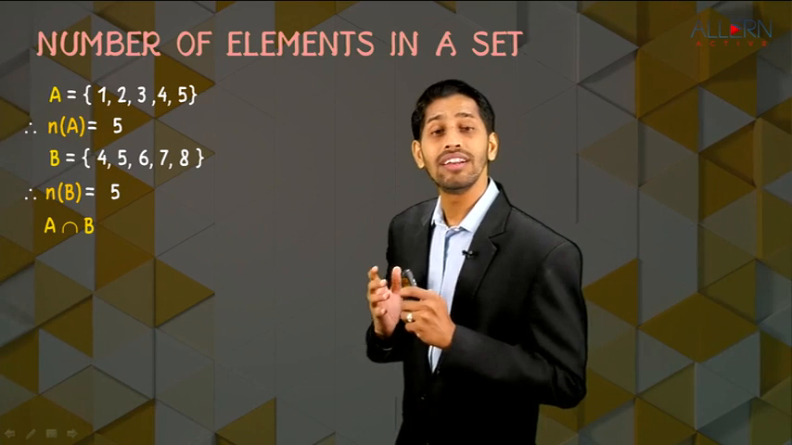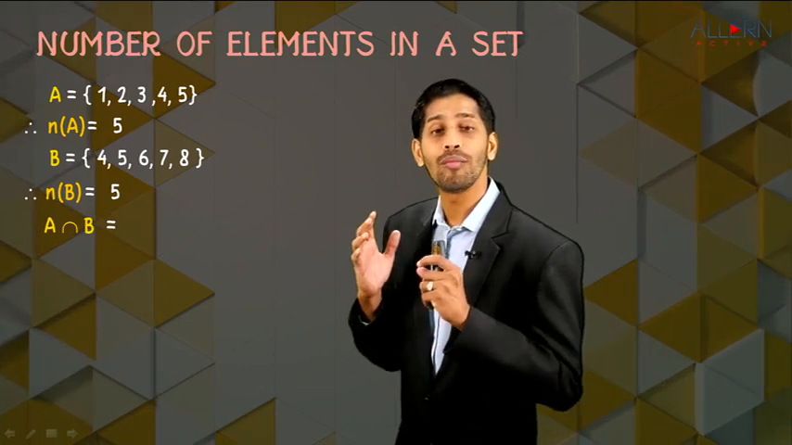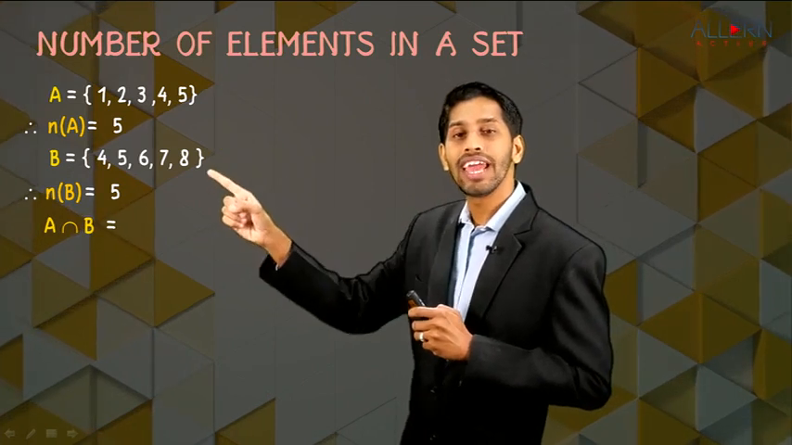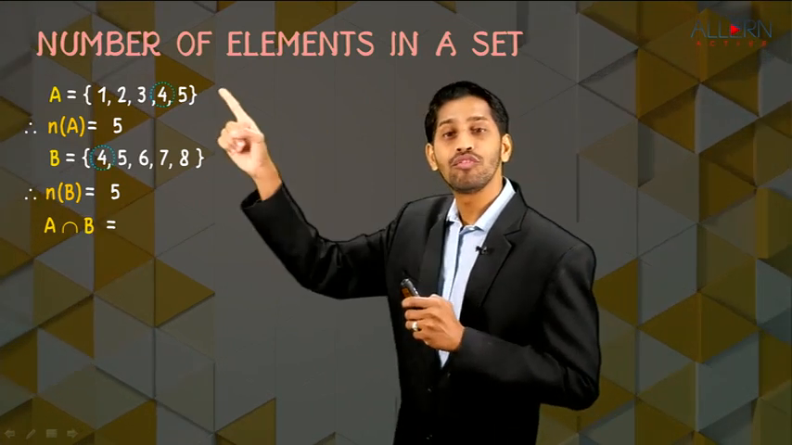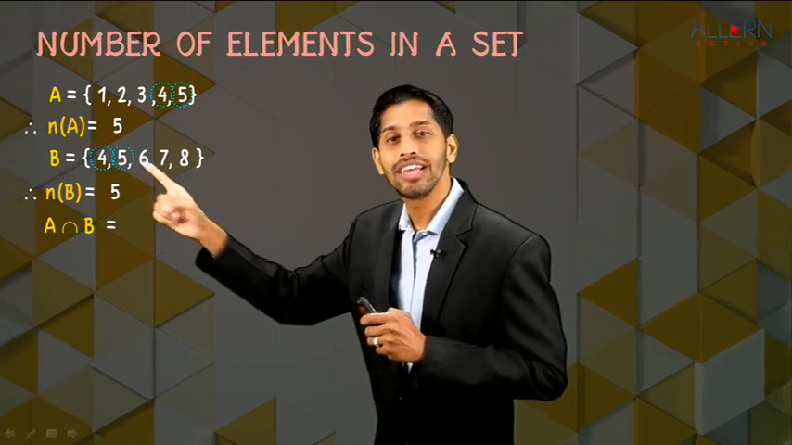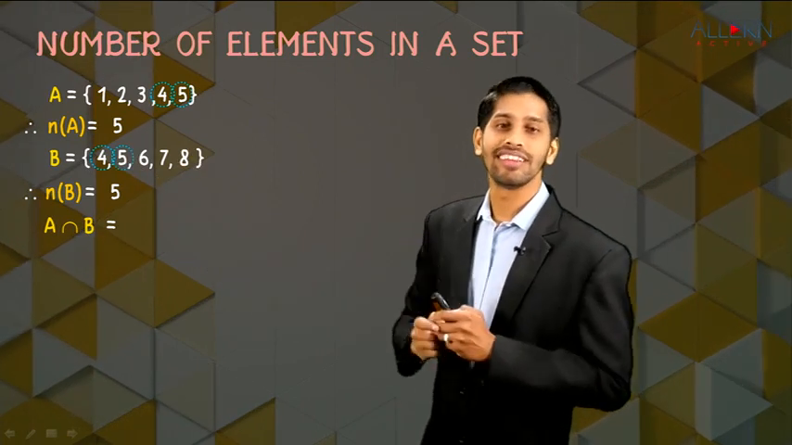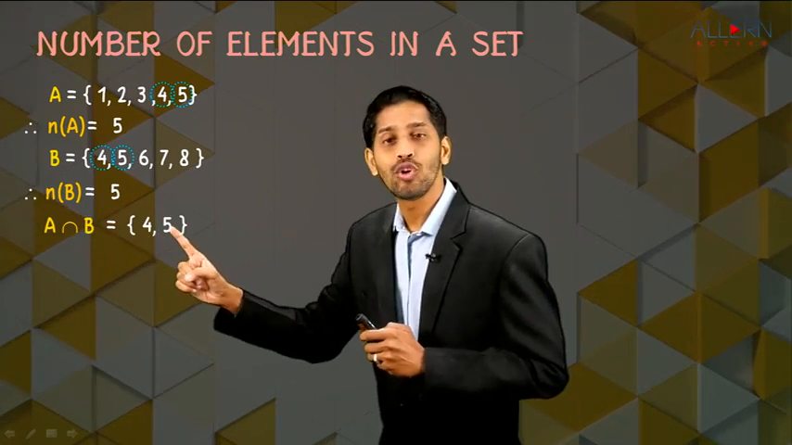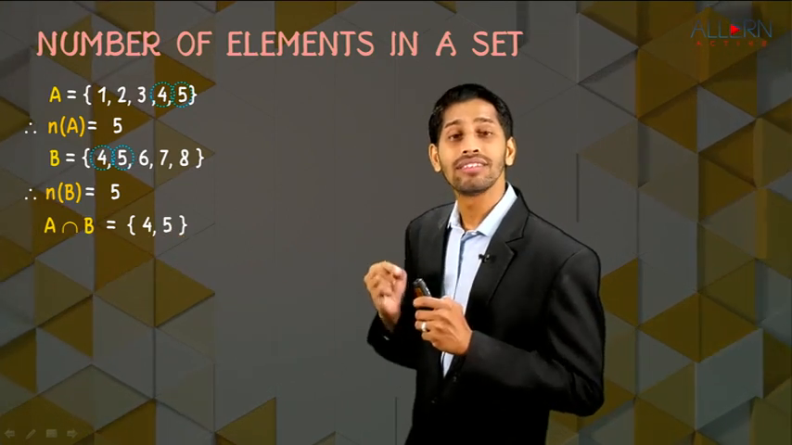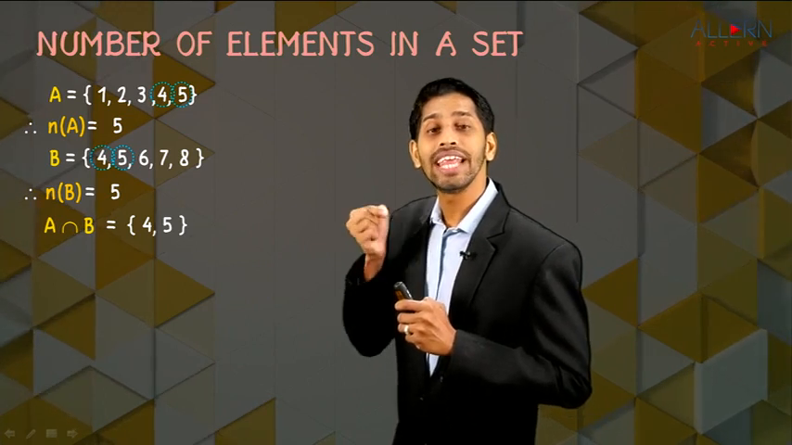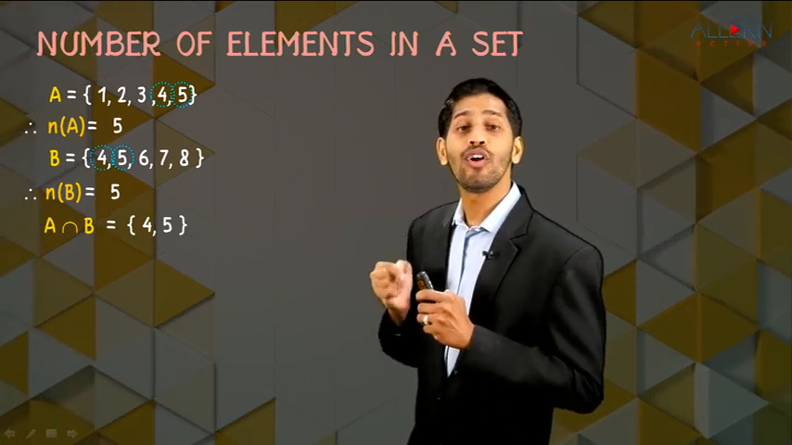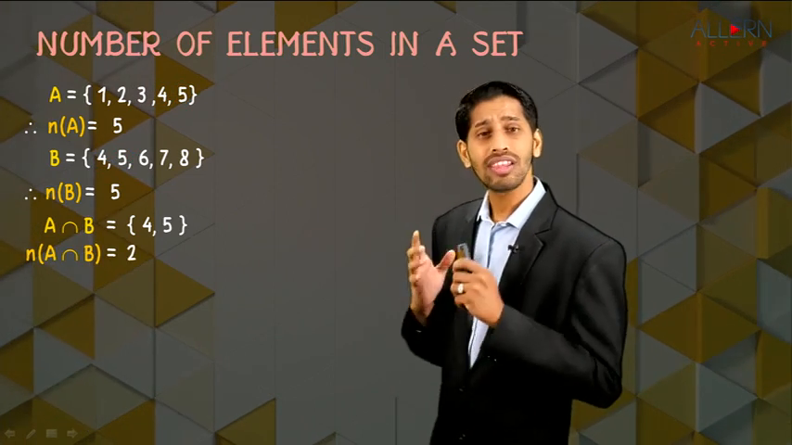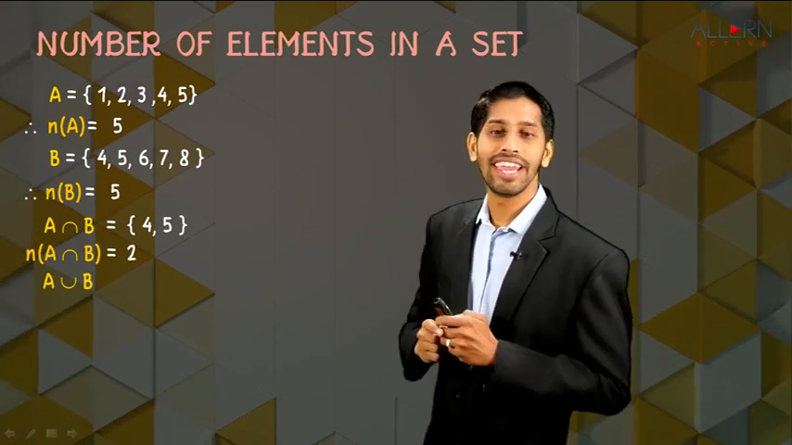We know that intersection means we have to write only common elements of set A and set B. So if you observe set A and set B, we can observe that 4 is common as well as 5 is common. So we write A intersection B as {4, 5}. That means if we just count, there are 2 elements. So it can be written as number of elements in A intersection B, that is n of A intersection B, is equal to 2.